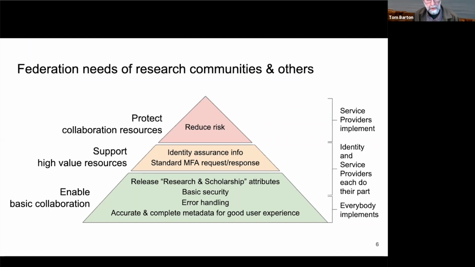And so you can see in that green base of the pyramid several different statements, one of which is mentioned in that NSF solicitation, the research and scholarship thing. They want to support high value resources. And so that takes some further work. And it's also that they can manage and reduce the risk that they accept by relying on campuses to enable their users to access their resources using campus credentials, rather than themselves having to create and manage user credentials for those collaborations. We'll come back to this in a minute, but let's move to the next slide, Dean.